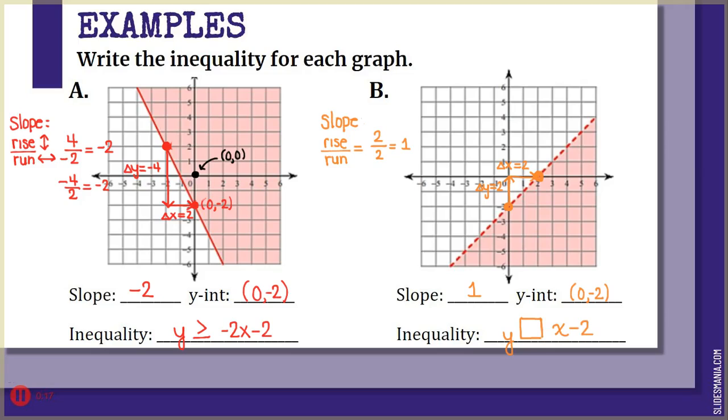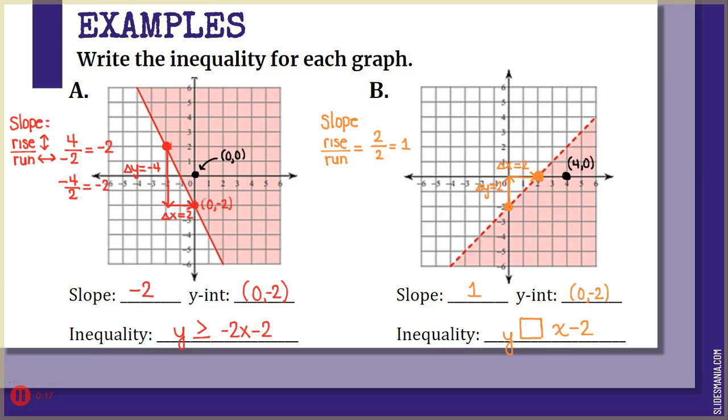Now, I do know that I'm not going to put the equal to symbol because this is a dashed line, so it's either going to be greater than or less than. I'm going to choose an ordered pair that is in my shaded region, and so I'm going to choose (0, 0). (0, 0) is not in my shaded region, so I'm going to choose a different one. I'm just going to choose (4, 0). So (4, 0) is my test point. (4, 0) should make my inequality true.